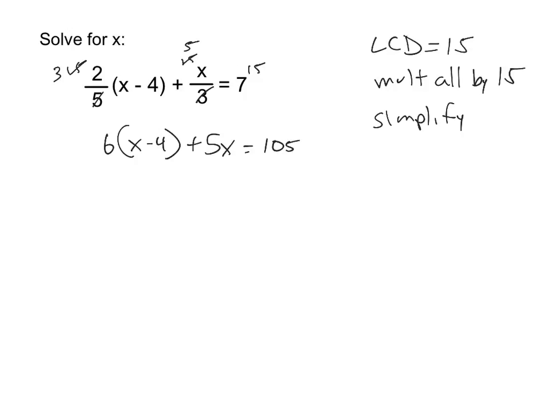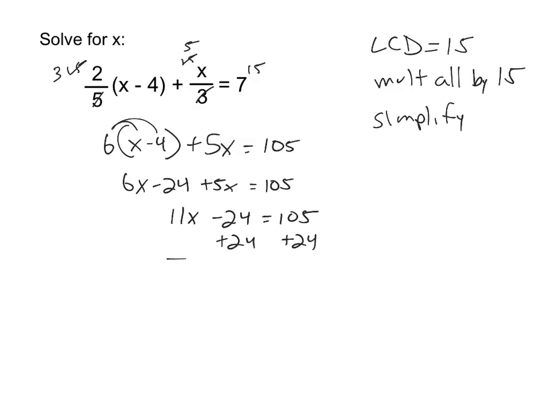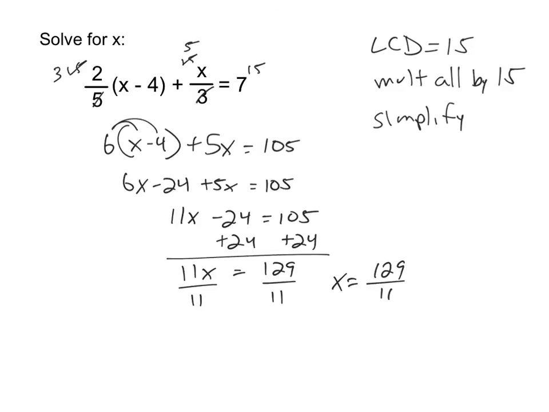Now, is this an equation we can solve by undoing? Not yet, because we're going to have to use some properties here. So we get 6x minus 24 plus 5x equals 105. Combining like terms, we get 11x minus 24. Now we can do some undoing. Now we add 24 to both sides. Yay! So 11x equals 129. Divide by 11. I don't know what the answer is. Yes, I do. It's 129 over 11. And we'll leave it just like that.